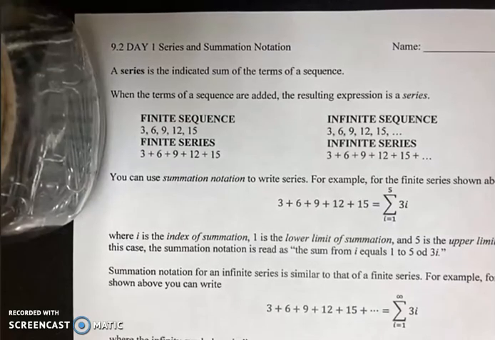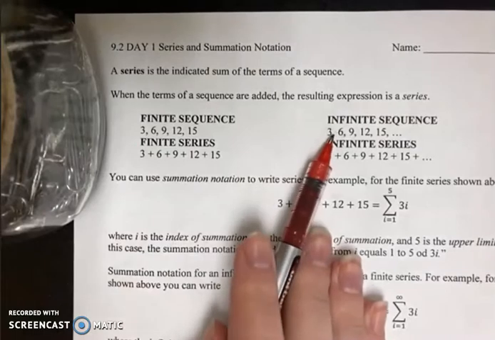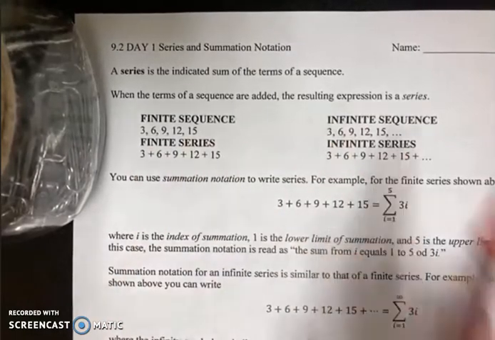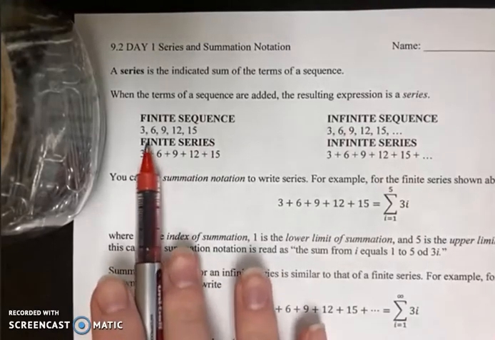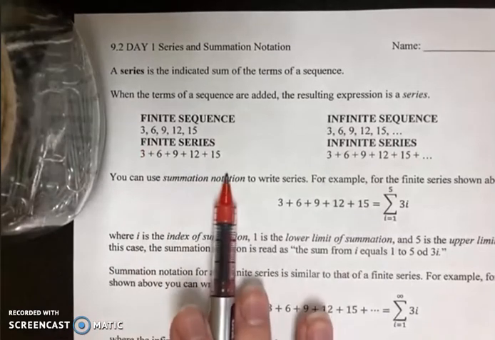This video is focusing on series and summation notation. Sequences were just a list of numbers. They could be finite or infinite, meaning that they had a set number or they continued on forever. Same with series. It's just now, instead of doing a number, comma, a number, we are adding the terms together.